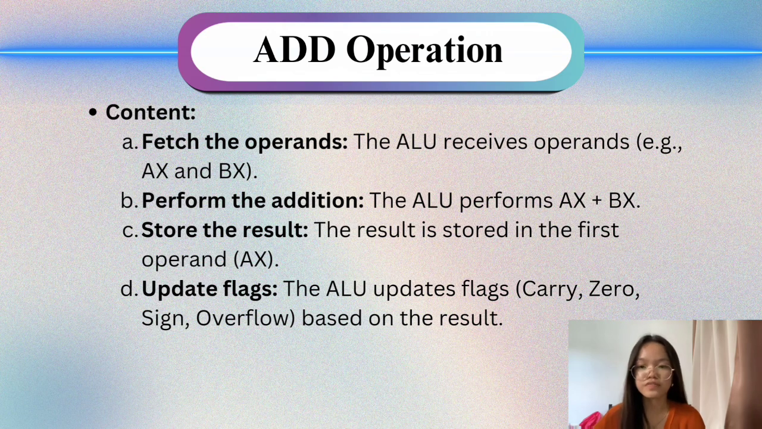The add operation follows a clear process in the ALU. First, fetch the operands. The ALU receives the operands to add, which could be in registers or memory. Second, perform the addition. The ALU adds the two operands together. Third, store the result. The result of the addition is stored in the first operand, which is AX. And fourth, update flags. Based on the result, the ALU updates the relevant flags to indicate overflow, zero result, etc.